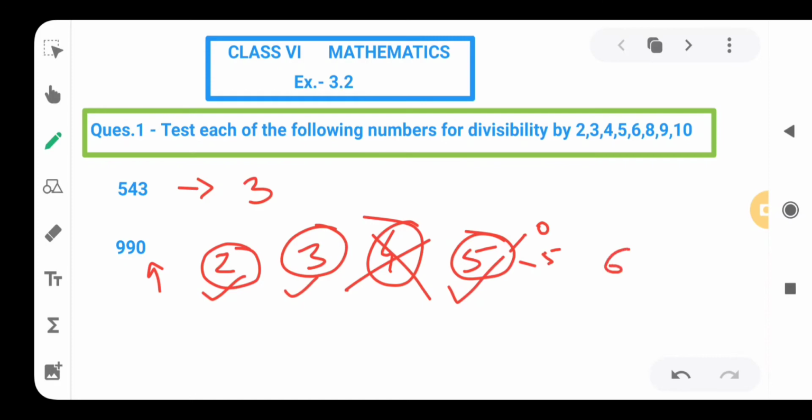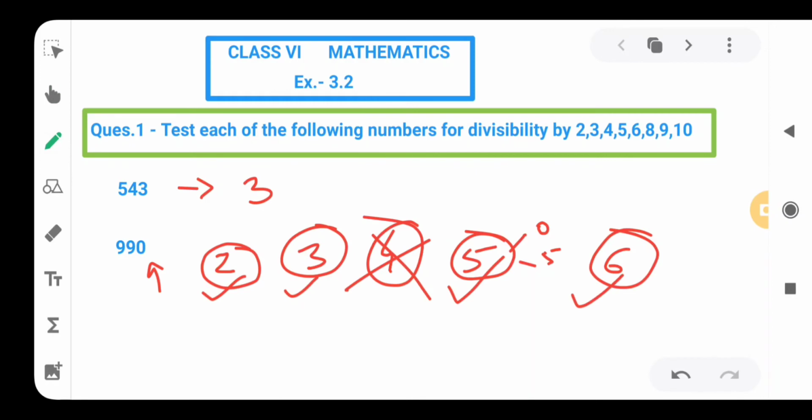Then the next value is 6. According to the property of 6, if a number is divisible by 2 and 3 both, then the number will be divisible by 6. Agar koi bhi number 2 or 3 se divisible hota hai, to wo number kisse ho jayega? 6 se divisible. So let us see here. It is divisible by 2 and it is also divisible by 3. That means it satisfies both the conditions, so this number can be divisible by 6 also.